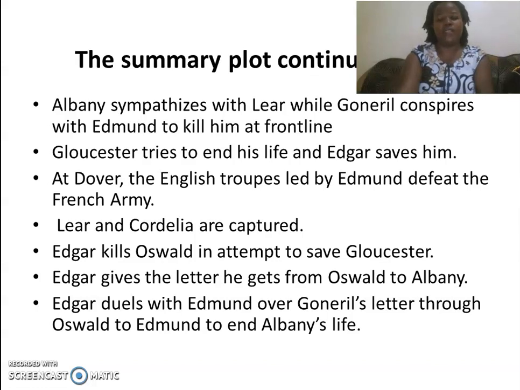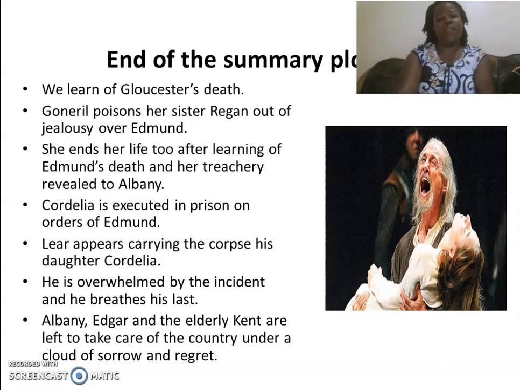Edmund delivers the letter to Albany, and Edgar later duels with Edmund over the same. We later come to learn of Gloucester's death after reconciling with his son Edgar. He dies a happy man. Goneril poisons her sister Regan out of jealousy for Edmund. She also later ends her life after learning that Edmund dies and her treachery is revealed to her husband, Albany.